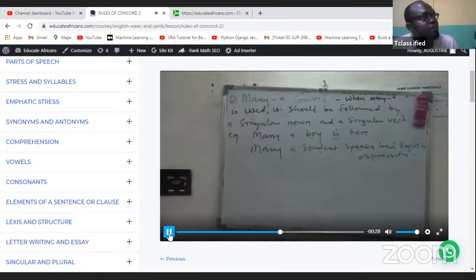Concord comes out plenty. They normally come out plenty in JAMB. Exactly.